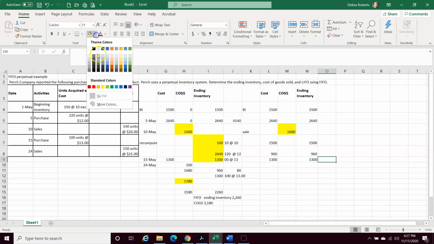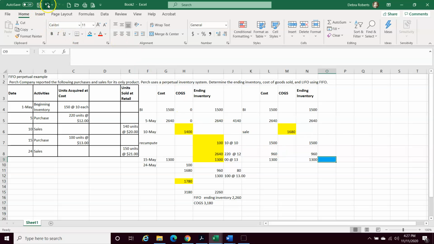I'm going to change these colors here just so they can be different. So now we've got three layers of activity. Last in, first out. Now we've got on the 24th of May a sale.